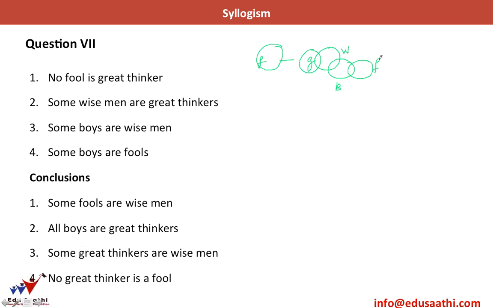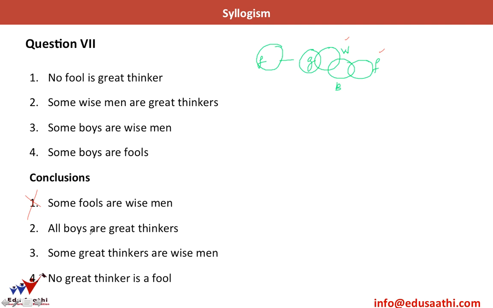Again, I have not shown any intersection between wise men and fools because I do not know the relation. Until and unless you know a relation, do not make an overlapping circle. Conclusion: some fools are wise men. I cannot say this for sure. They may be, they may not be.